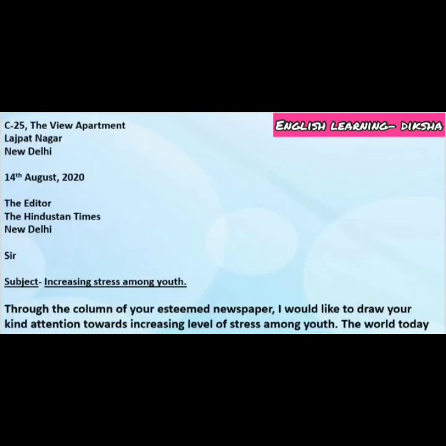So first of all we have to write sender's address, that is C/25, the View Apartment, Lajpat Nagar, New Delhi. Then after leaving one line comes the date, that is 14th August 2020. Next, again after leaving one line comes the receiver's address, that is the editor, the Hindustan Times, New Delhi. Then after leaving one line write salutation, that is sir. Then after leaving one line comes the subject, that is increasing stress among youth. Then comes the main content.